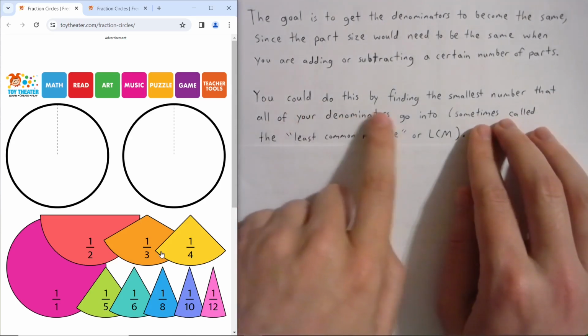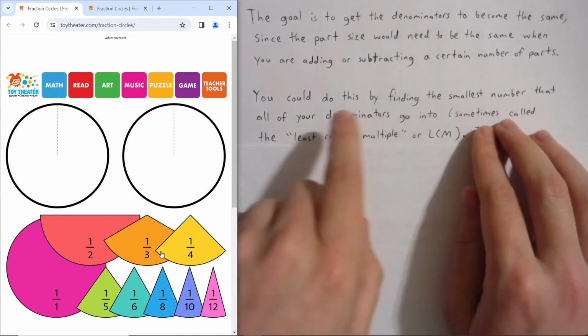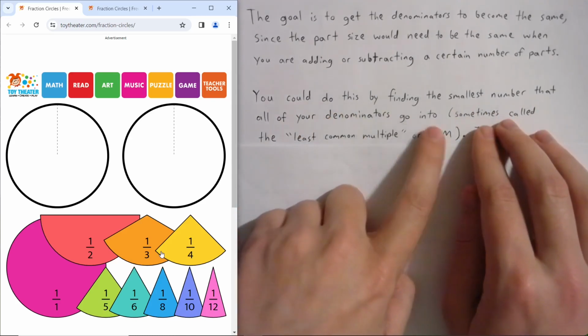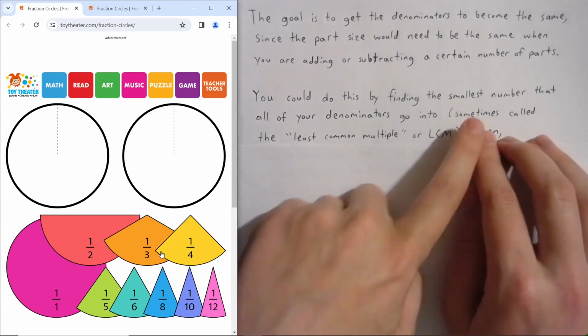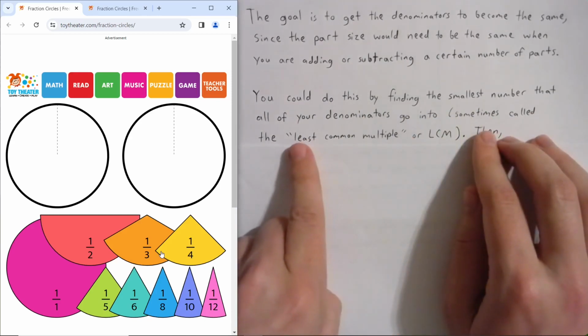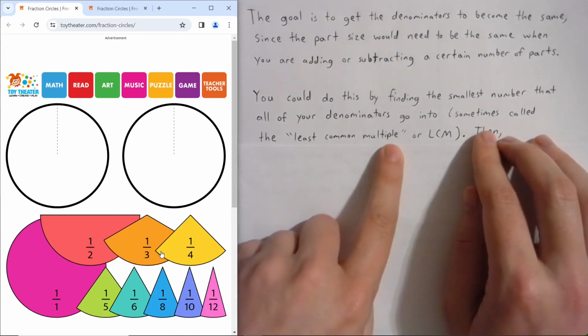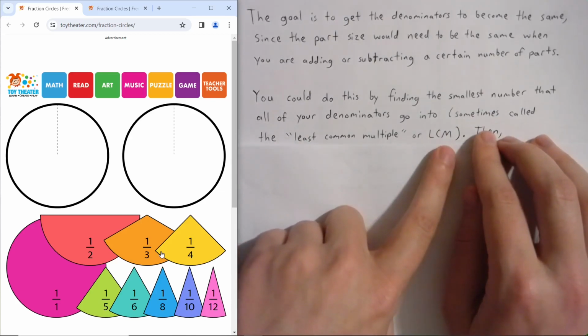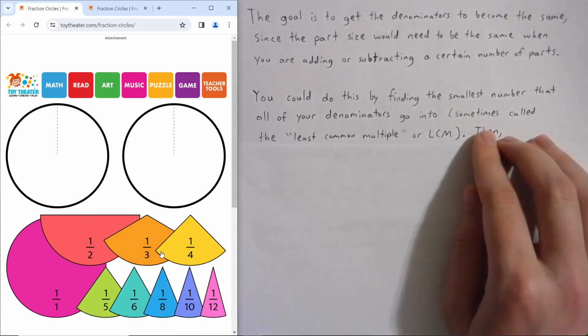So you could do this by finding the smallest number that all of your denominators go into. Sometimes that smallest number that all of them go into is called the least common multiple, or LCM. So for instance, 2 and 3, the smallest number they both go into is 6. The smallest number that 2 and 4 both go into is actually 4, because 2 goes into 4 and 4 goes into 4. So it depends on the numbers that you're dealing with.